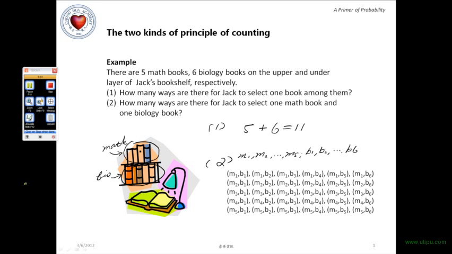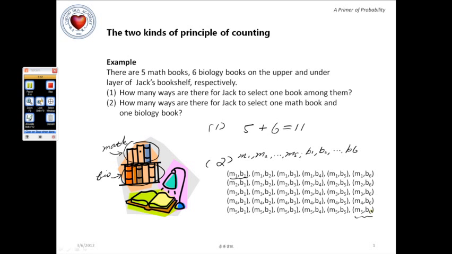As you can see, there are different pairs right here, and we start with M1, B1, which means mathematics book 1 and bio book 1, until M5, B6, which means math book 5 and bio book 6. We can count all the pairs, which results in together 30 methods to pick one math book and one bio book.